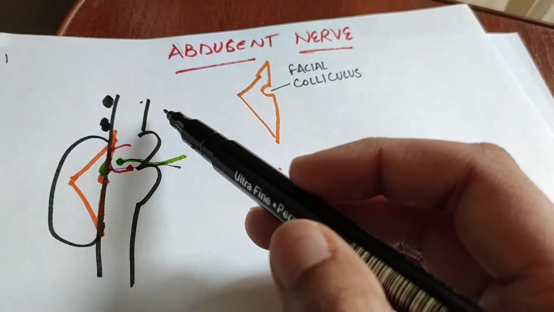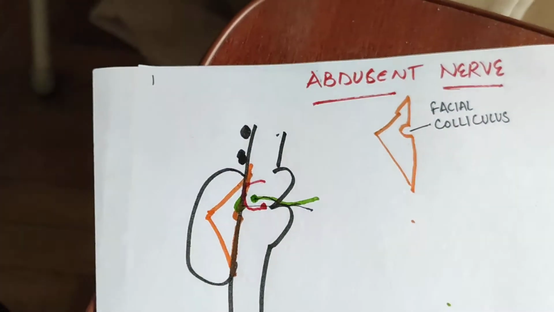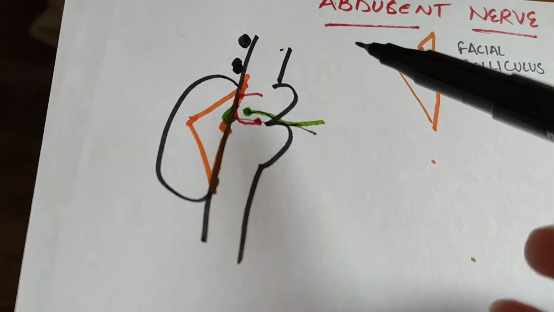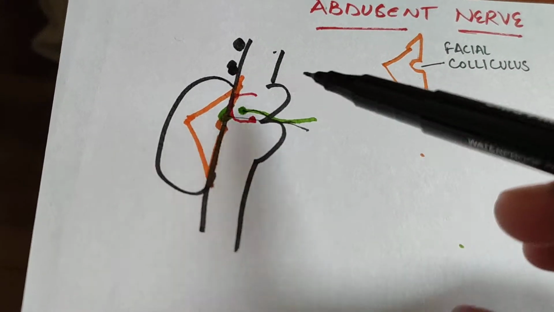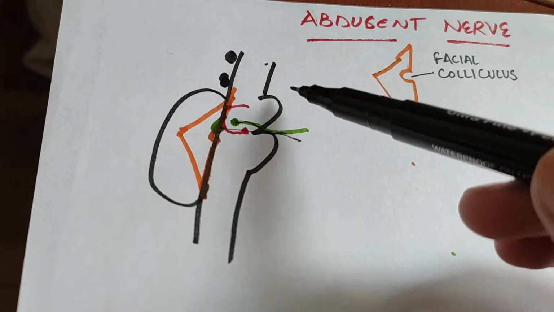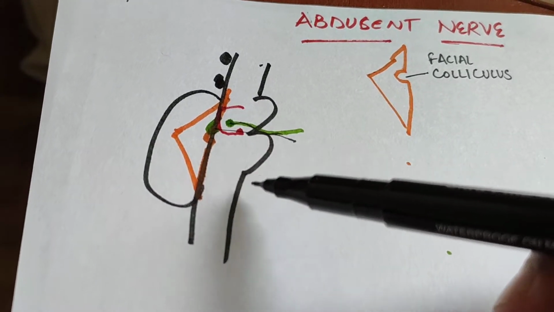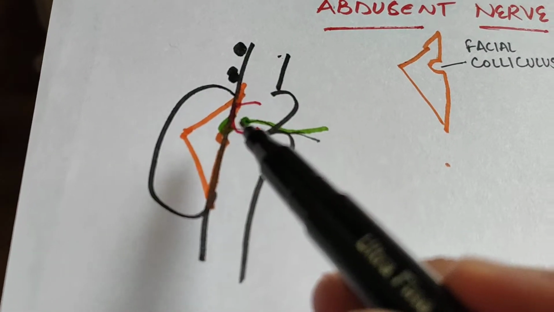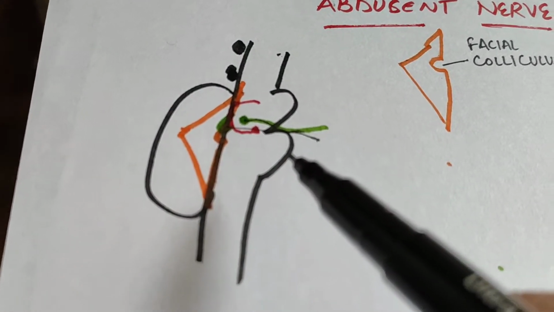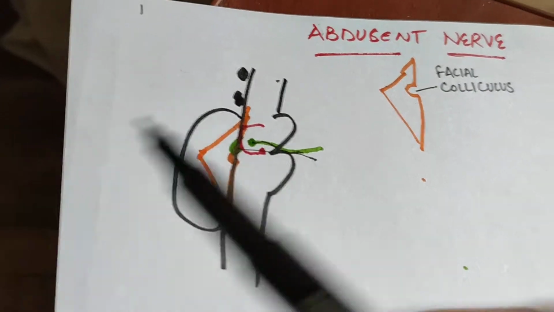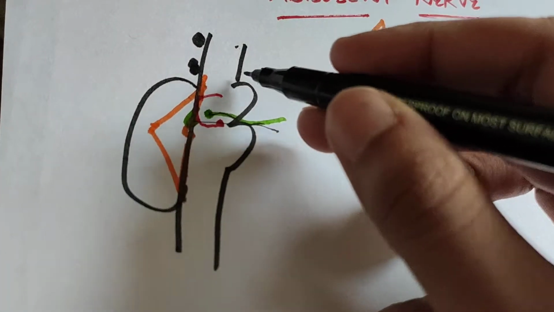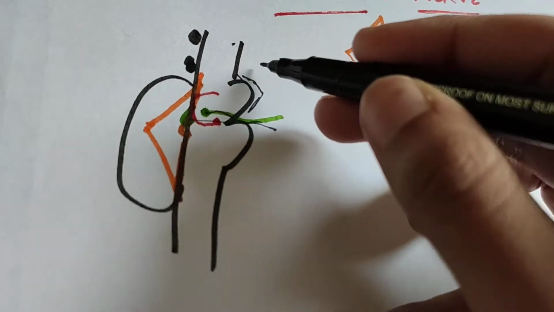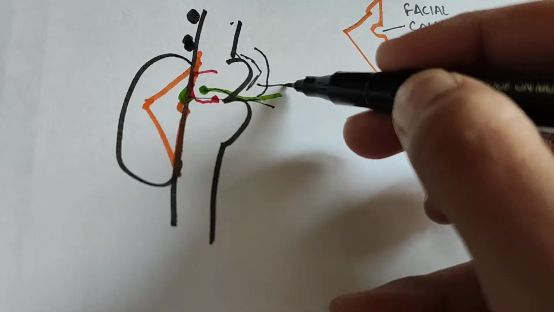The subarachnoid space is the space between the arachnoid layer and the pia mater layer, and this space is filled with CSF, the cerebrospinal fluid. So it comes out into the CSF, that is the subarachnoid space. Suppose this is pia, and then this is arachnoid, so this is the subarachnoid space.